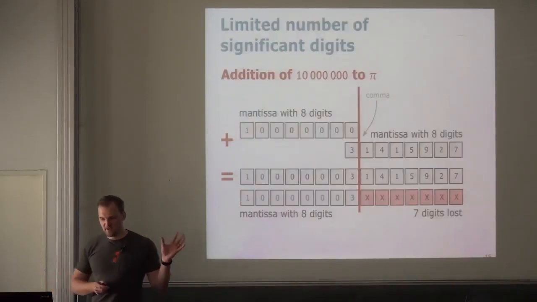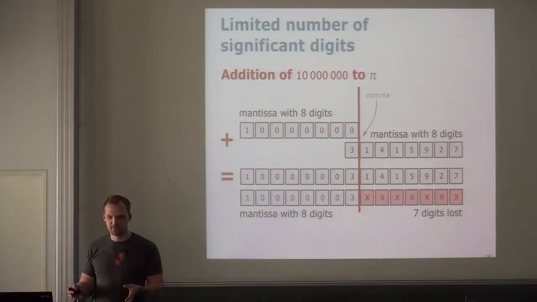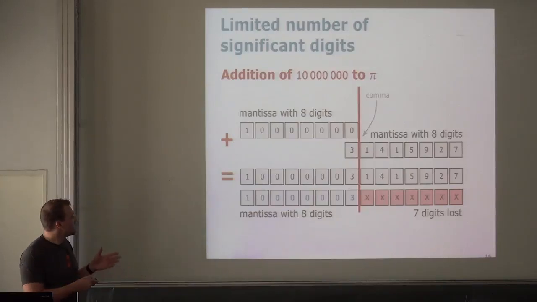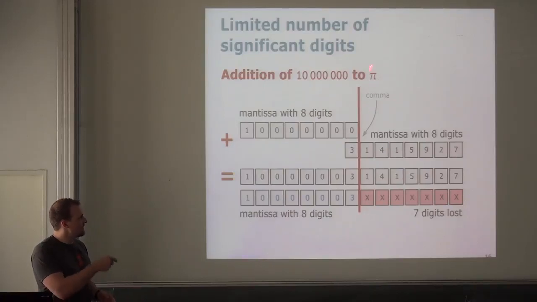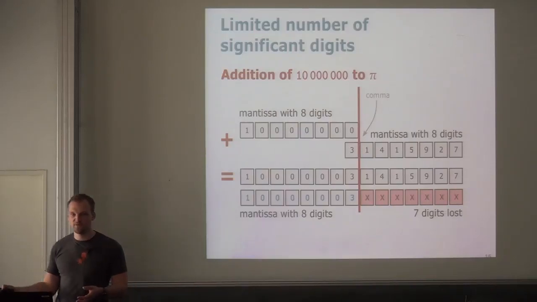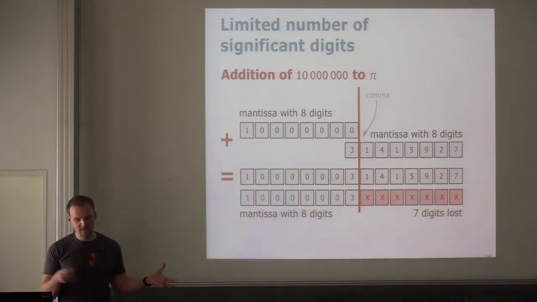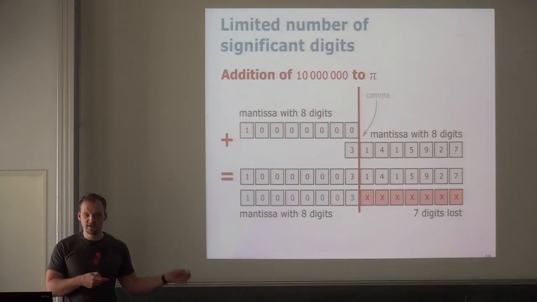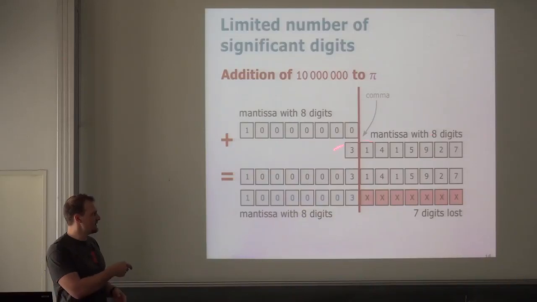Right, so an example. If we take 10 million and we add pi to 10 million, what will happen? 10 million has a mantissa that looks like this, and pi has a mantissa that looks like this. Both of them are 8 digits, and this is our comma line, okay? We cannot have more digits in float because we're limited by the size of the mantissa. We need all of our 8 digits to represent 10 million, and we need all of our 8 digits to represent pi.